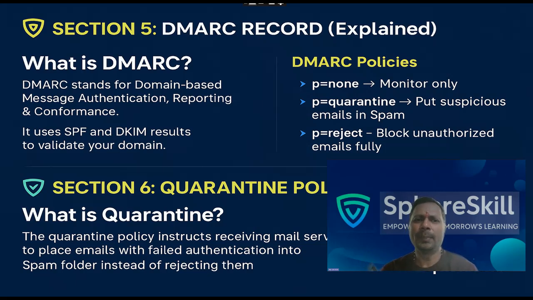So here we have p equal to quarantine, reject, or even none. If you put it into quarantine, then emails sent by unauthorized or unauthenticated senders will be quarantined and put into a manual verification process in the recipient server. Whereas if you put it into reject, the email will not reach the recipient server itself and will be rejected, bounced back to the sender. So that is what these two mean. If you put p equal to none, no action is taken.